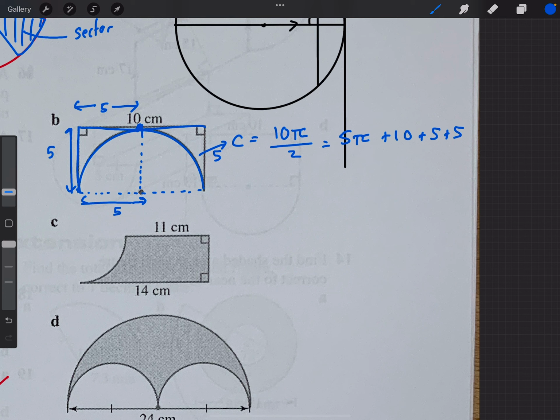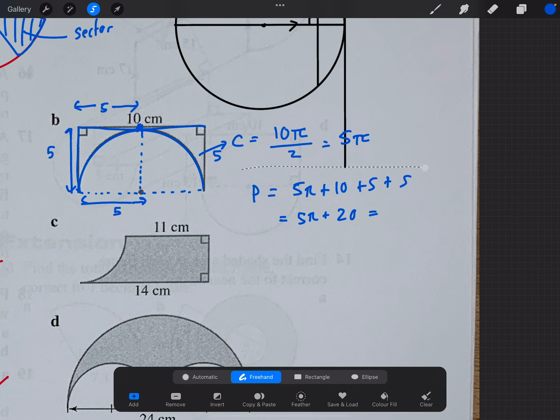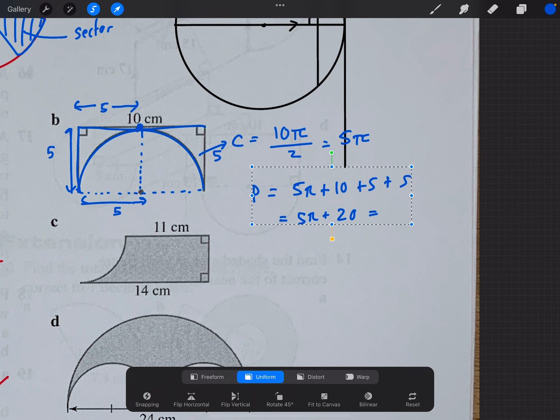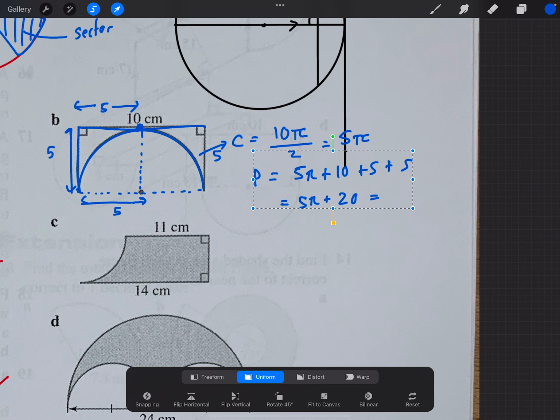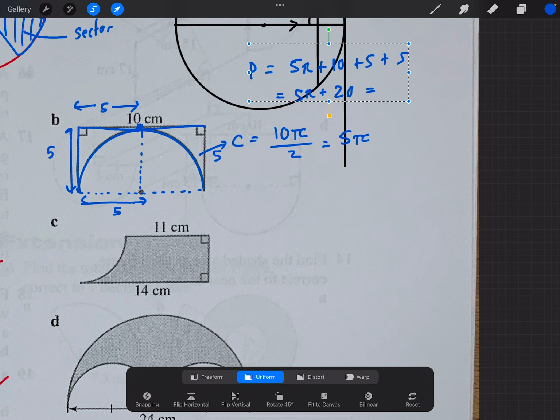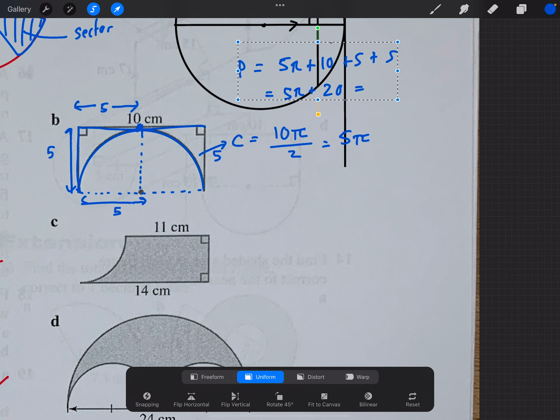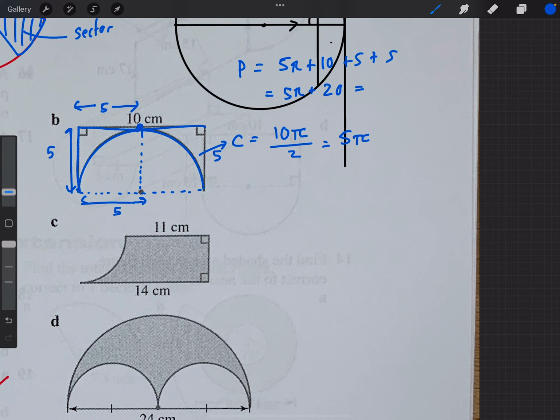So the perimeter is equal to 5 pi plus 10 plus 5 plus 5, which is equal to 5 pi plus 20. And then use your calculator to find out what the rest is. I'll put it over here. Alright, next one.